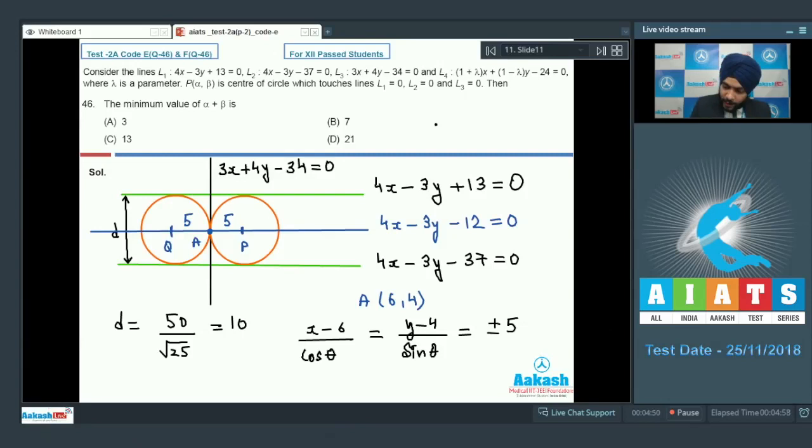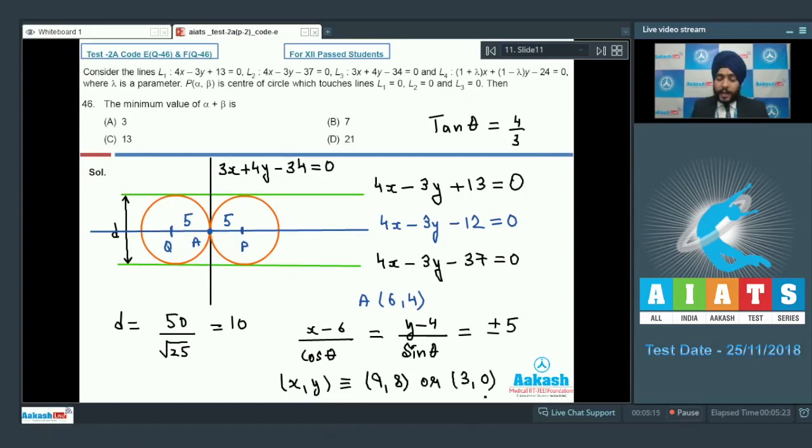What is the value of tan theta? 4 by 3. So if tan theta is 4 by 3, sin theta is 4 by 5, cos theta is 3 by 5. Now from here you will get the value of x comma y as two points, 9, 8 or 3, 0. So we need alpha plus beta minimum. Alpha plus beta has two possible values, 17 or 3. So option number A is the correct choice.